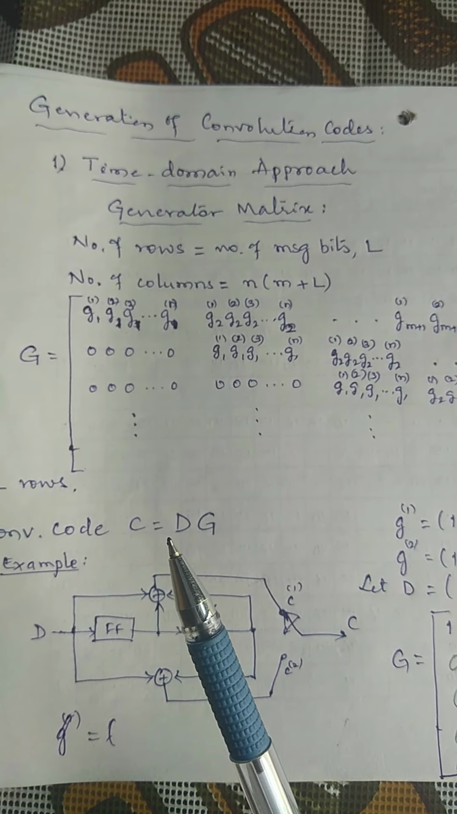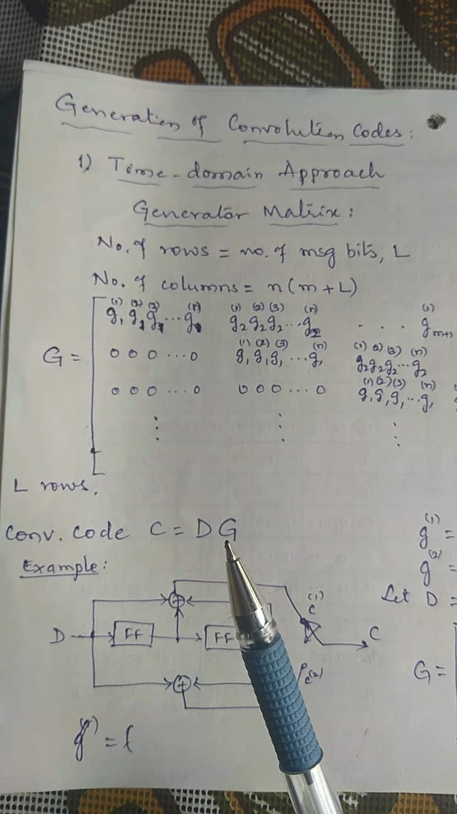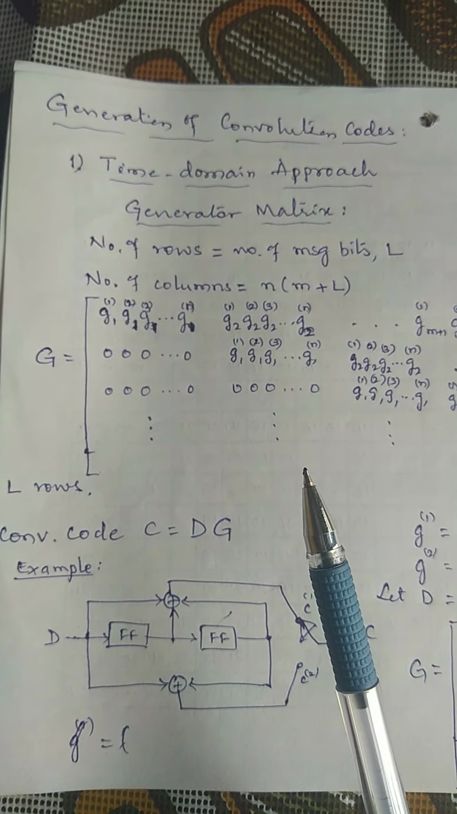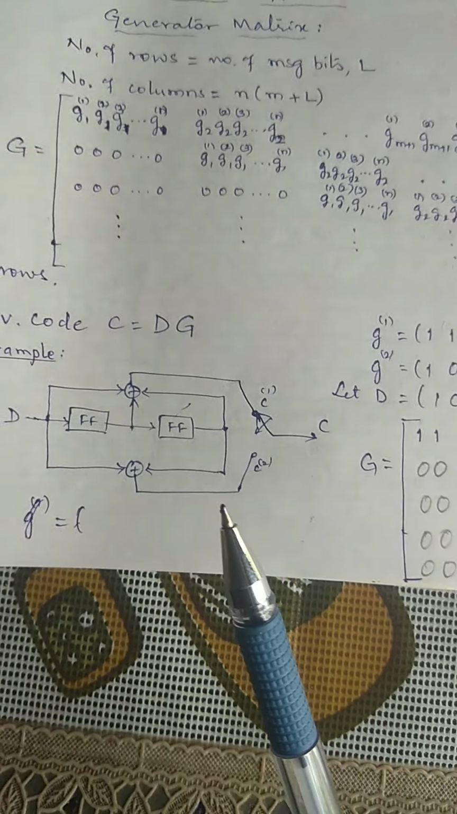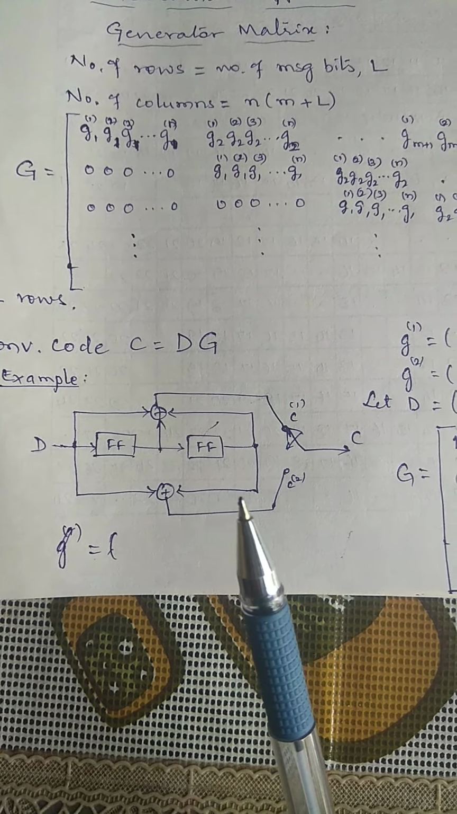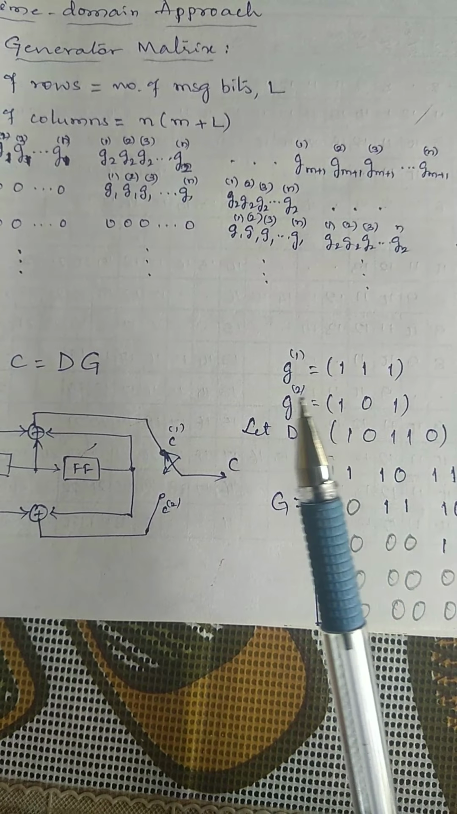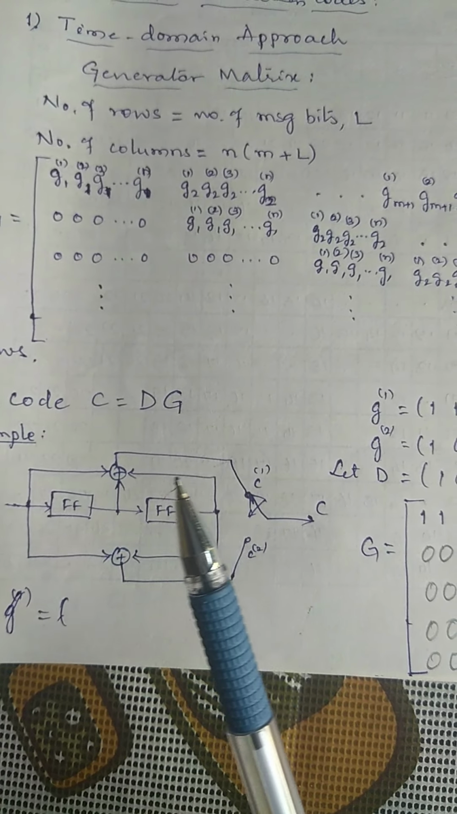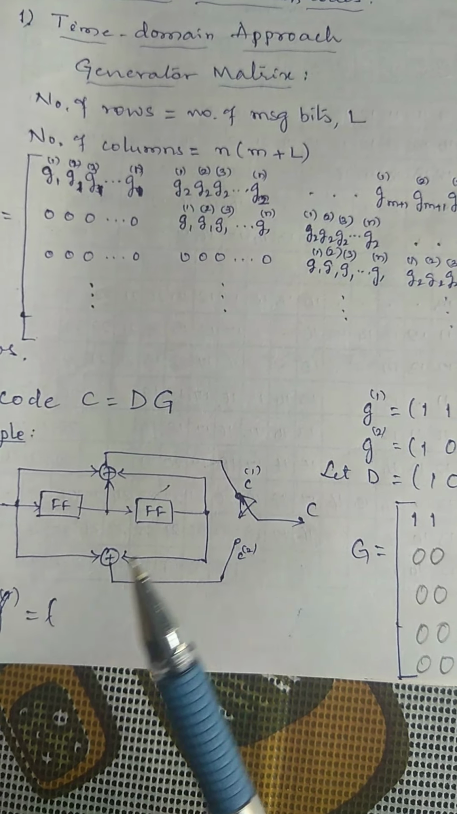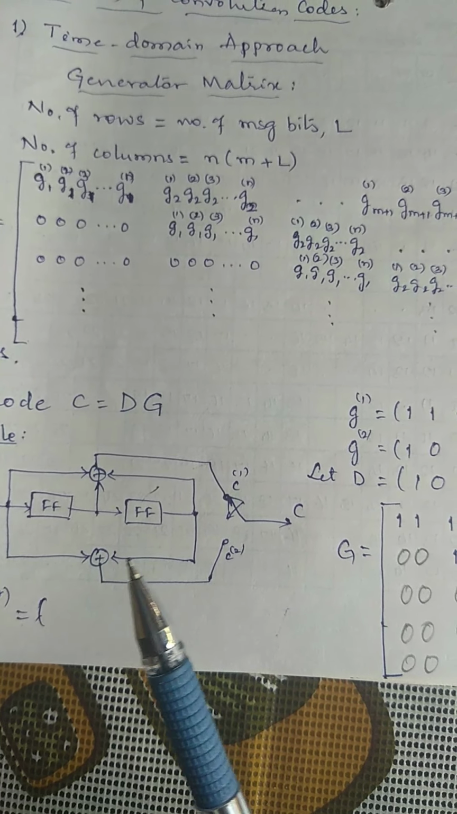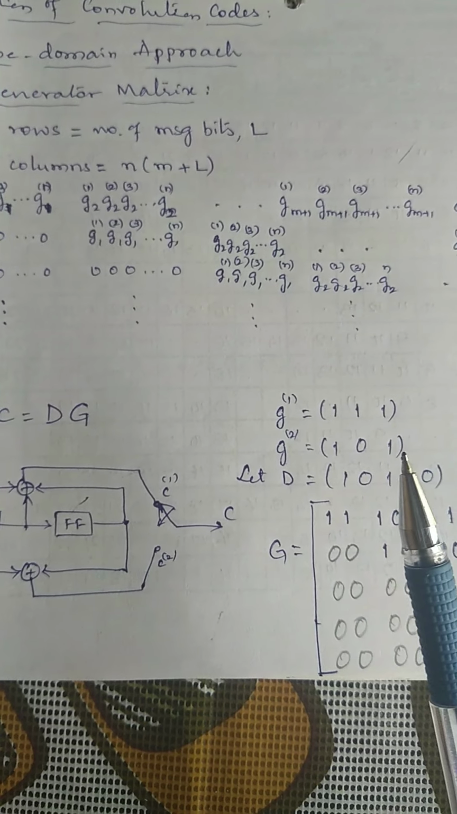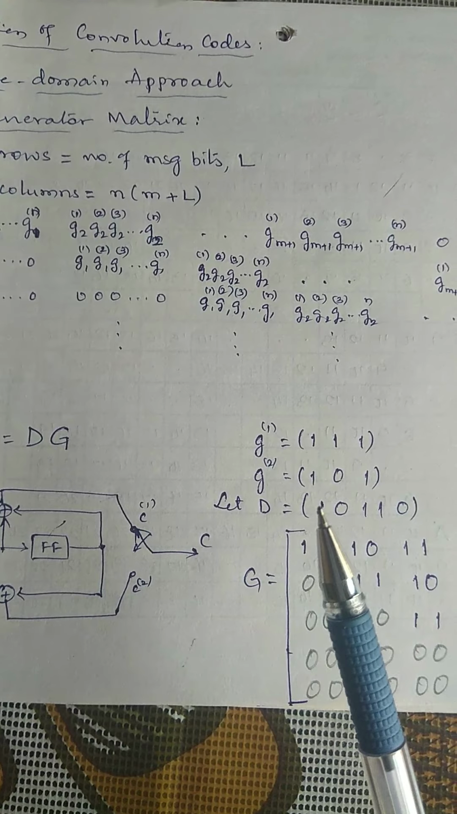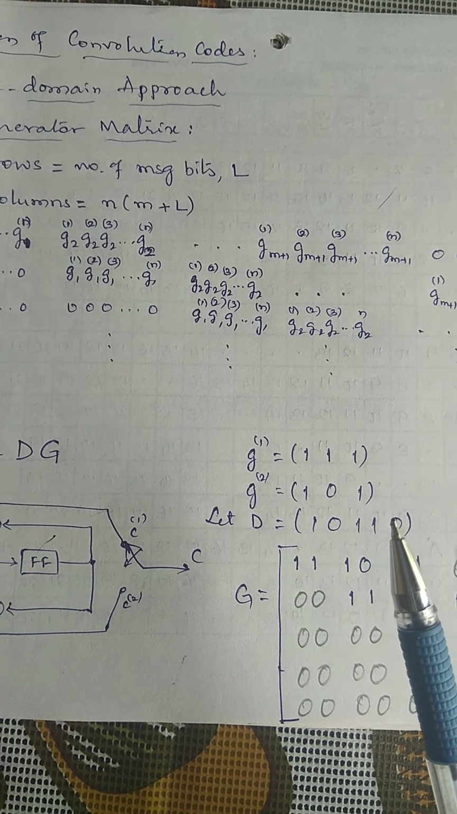The convolution code is simply obtained by matrix multiplication of the message sequence with the generator matrix. Take an example of a 2-1-2 encoder for which the generator sequences are 1 1 1 for the first and 1 0 1 for the second, and let us consider the message 10110.